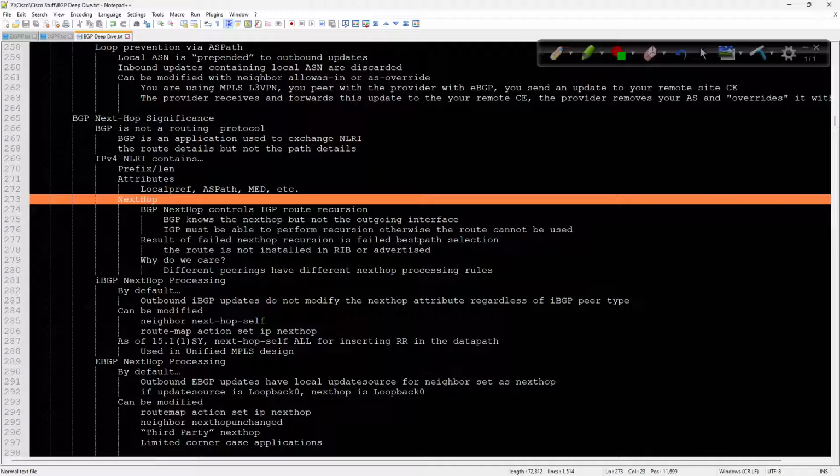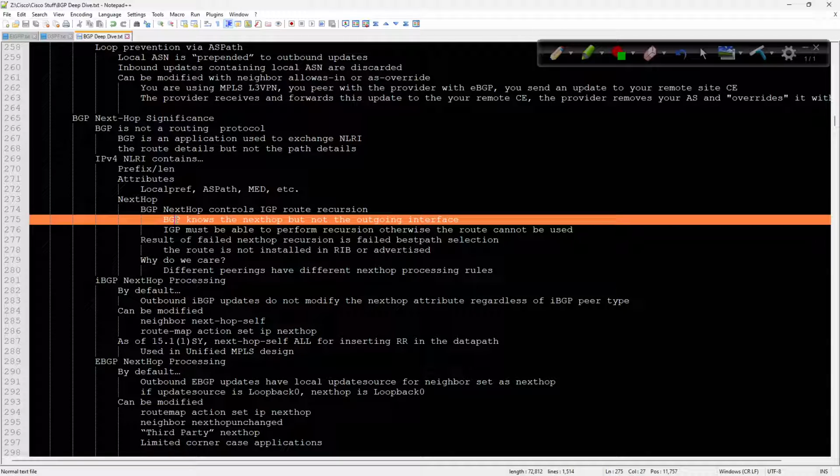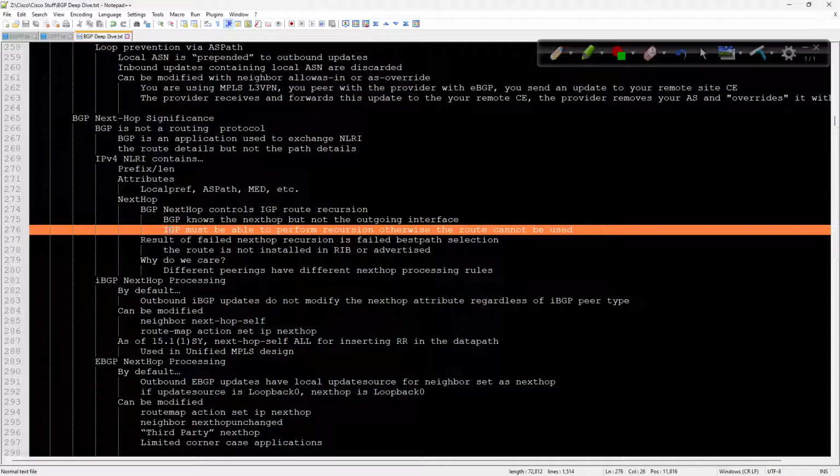Next topic, control. BGP next hop controls IGP route recursion. BGP knows the next hop but not the outgoing interface. The IGP must be able to perform the route recursion, otherwise the route cannot be used. So if I go through the recursion process, I show BGP and look at the routing output, it tells me this is the subnet and the next hop is XYZ. I do a show IP route for the next hop, it tells me it's going out gig 1 and that particular next hop is reachable via OSPF, or EIGRP, or whatever the protocol is.